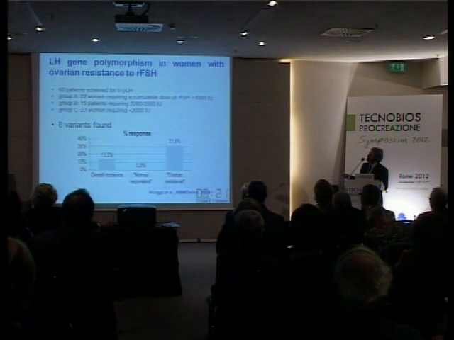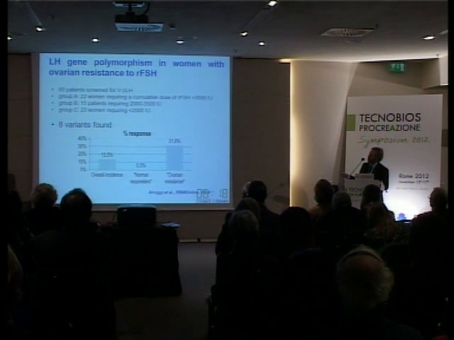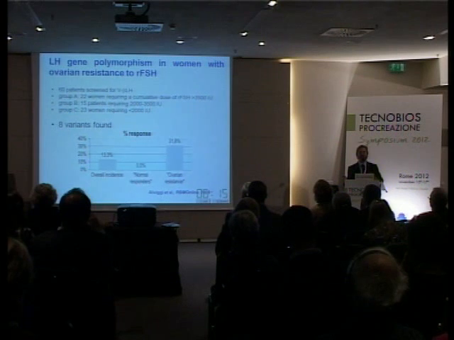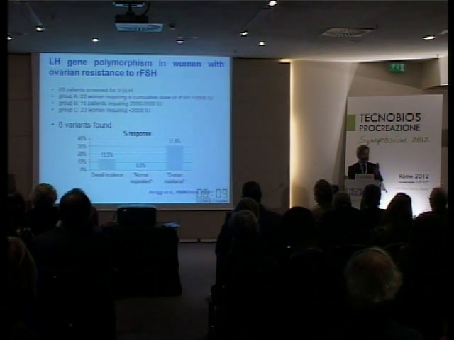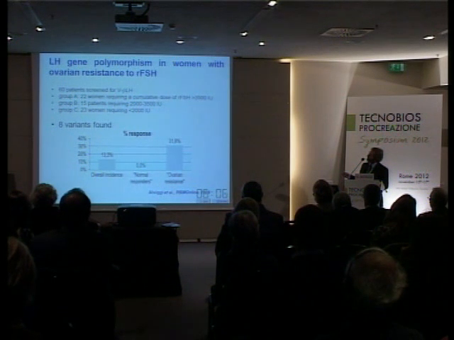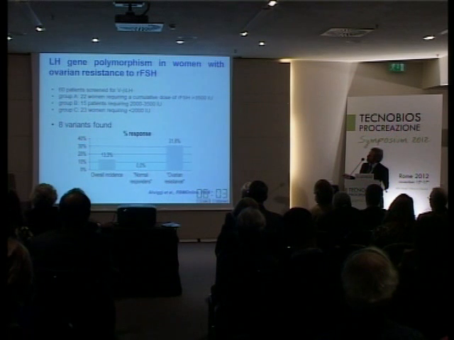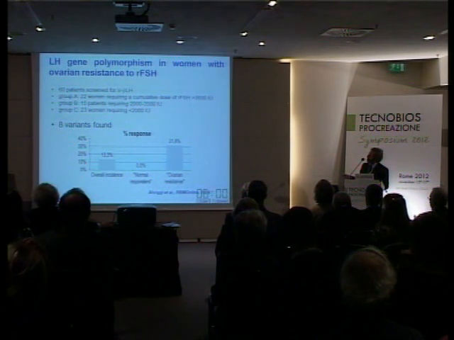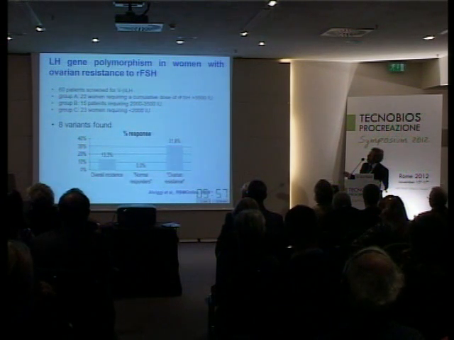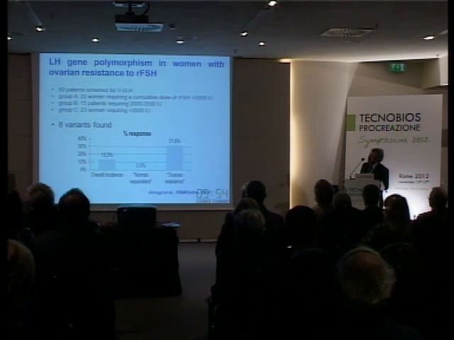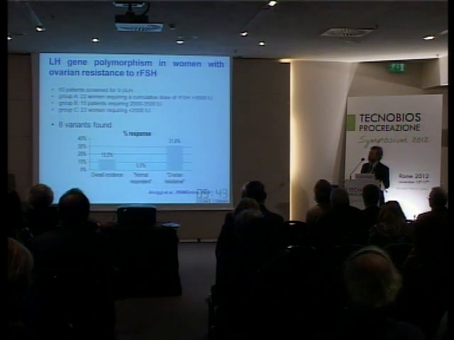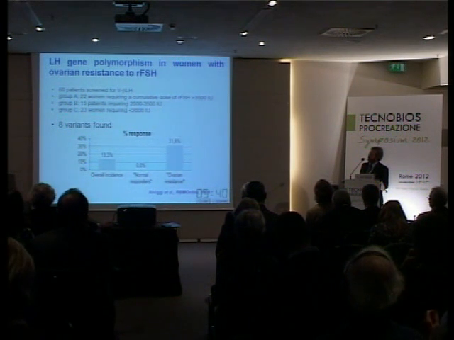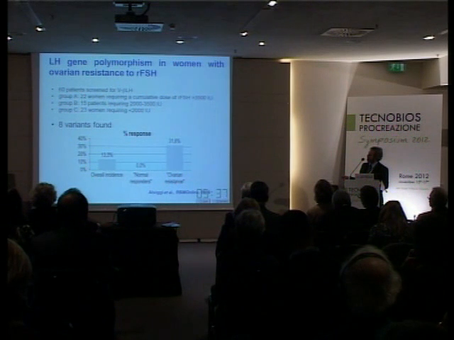And what we found in a first retrospective analysis, if we take normal responders, patients who had no problem in terms of number of eggs, who had at least 5 eggs retrieved, but we stratify these patients according to the cumulative dose of FSH received, is that the overall incidence of the variant in our group was 14%, but if we consider patients who had low doses of FSH, that we called here normal responders, no polymorphism was found.